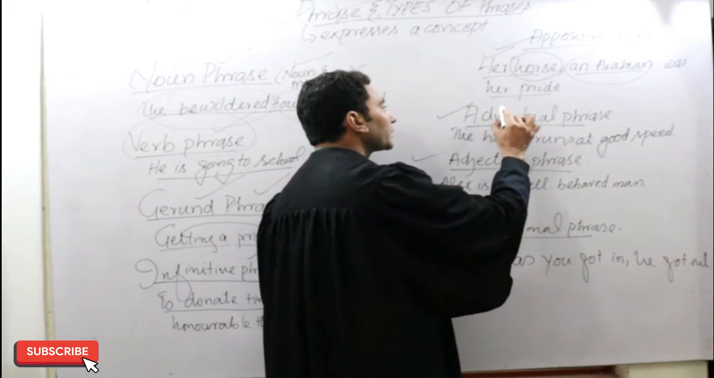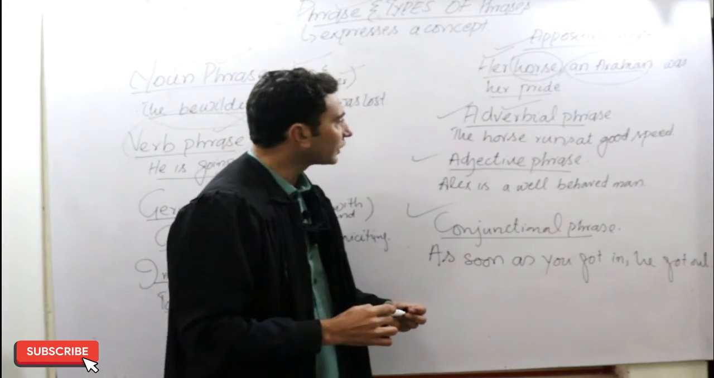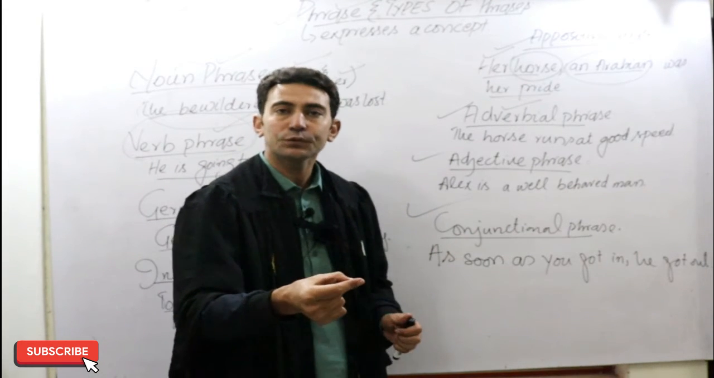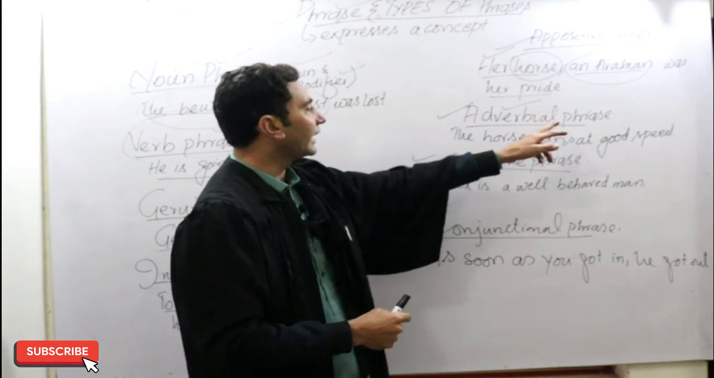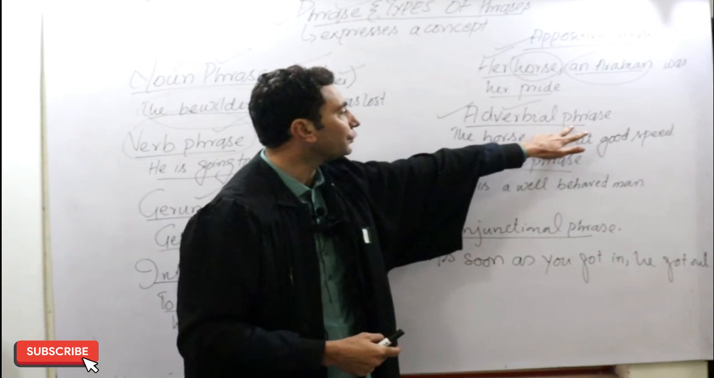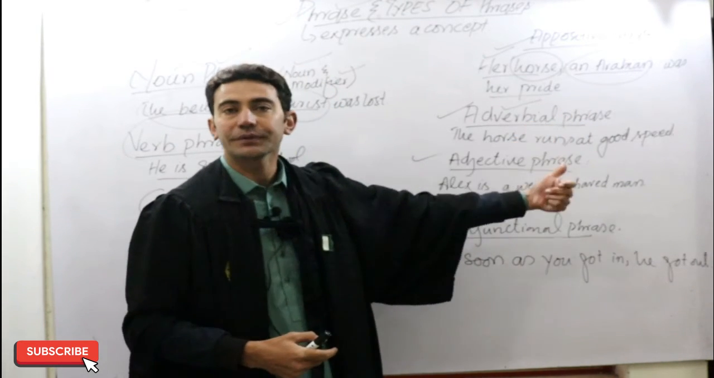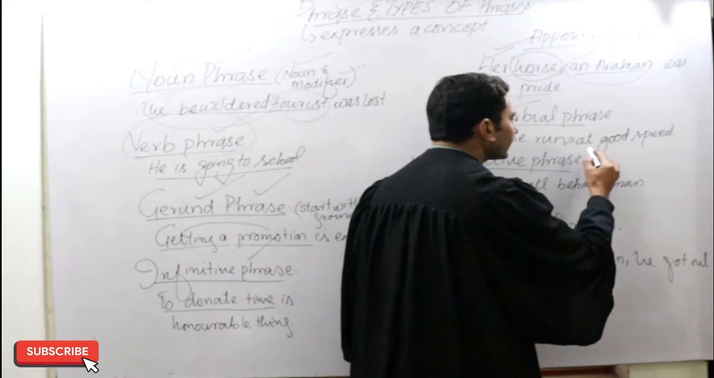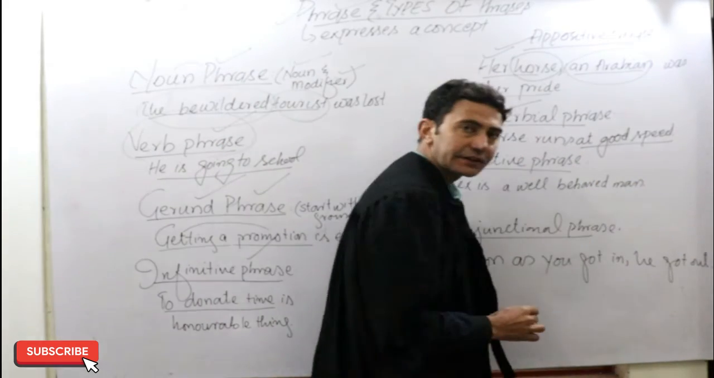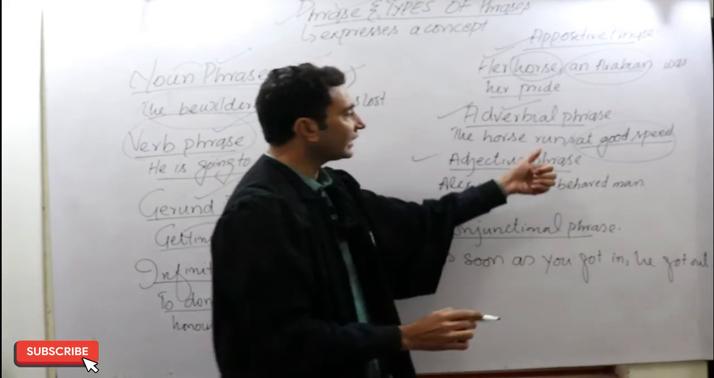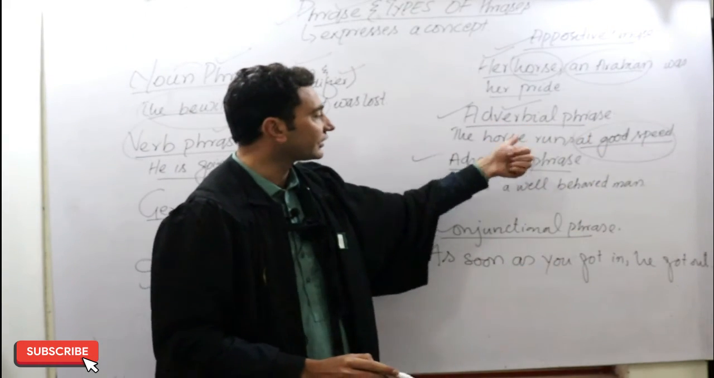Then we have the adverbial phrase. In an adverbial phrase we have a group of words, but remember the head word is always an adverb, and it always functions like an adverb in English grammar. Like this example: the horse runs at good speed. Understand? So these underlined words function as an adverbial phrase in the given sentence.